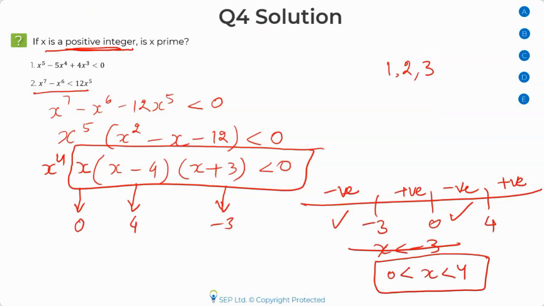Okay. Now, x is equal to 1, 2, and 3 from statement 2, but if I ask the question, is x prime? The answer is yes for these two, because 2 and 3 are prime, but the answer is no for the value of 1. So in this case, I cannot conclusively answer this question in yes or no, because I cannot be sure whether x is prime or not. So statement 2 is not sufficient, and since statement 1 is sufficient, A is the correct answer.